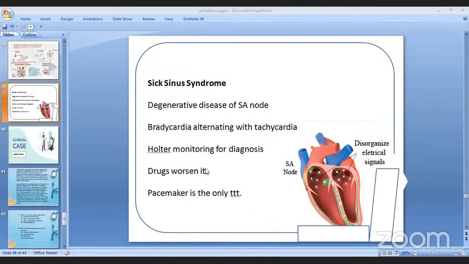Beta blockers are going to work just fine for tachycardia, but again, he's going to have bradycardia alternating with tachycardia. So we cannot just give him any drugs. Let's say the condition worsens on a success. So the only treatment here is a pacemaker, right? And let's say, after installing an artificial pacemaker, we can actually treat the patient in this condition, right?